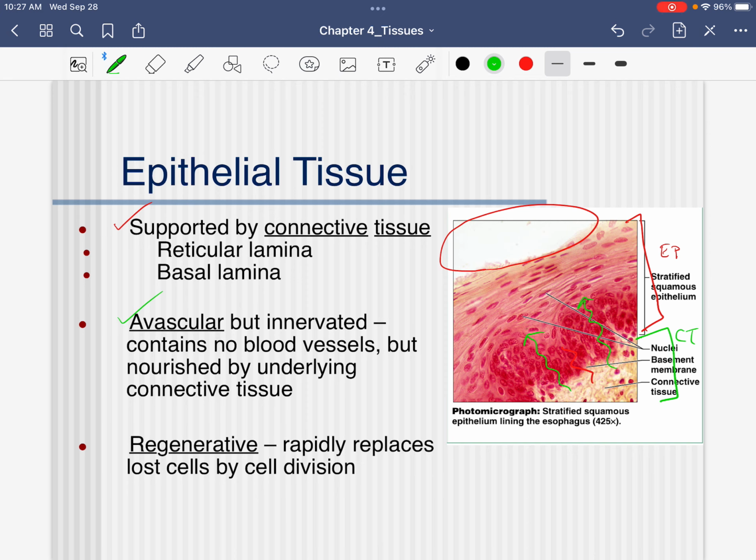All right. What did I skip here? You don't need to know these as of now. Epithelial tissue is regenerative, as is most tissue, but we're not going to focus on that at the moment.